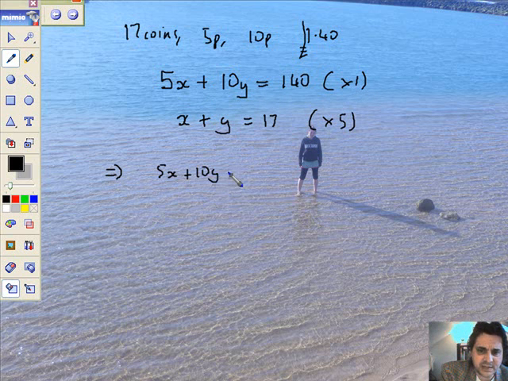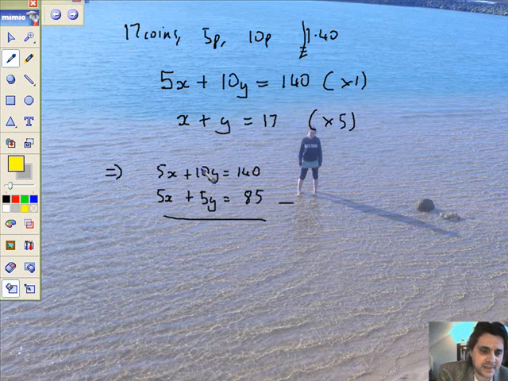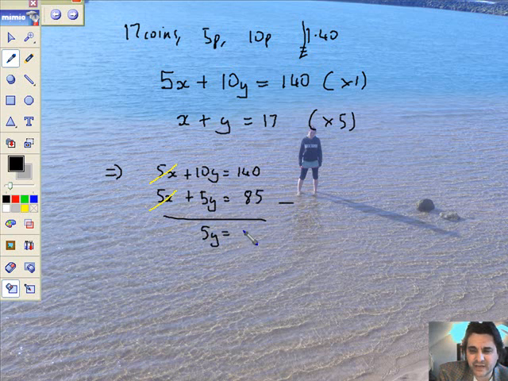5x plus 10y is 140. Multiplying by 5, I've got 5x plus 5y is 50 plus 35, which will be 85. I can then subtract to get rid of the x's. So 5x take away 5x, no x. 10 take away 5, I've got 5y's left. 140 take away 85 is 55.